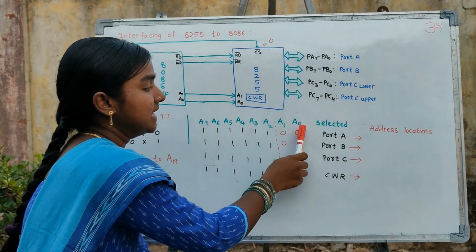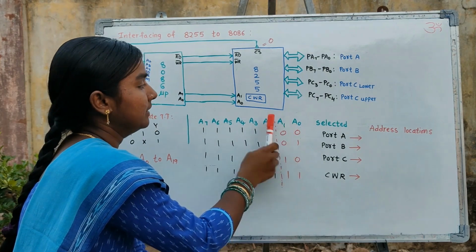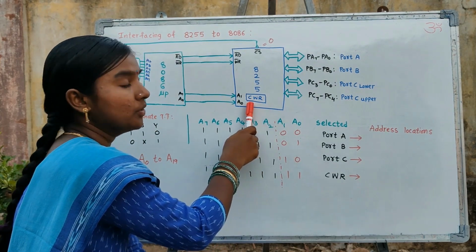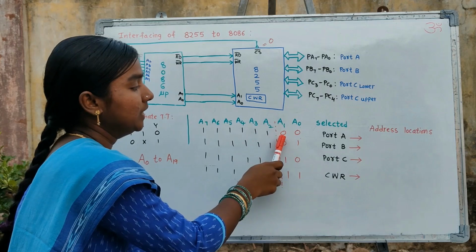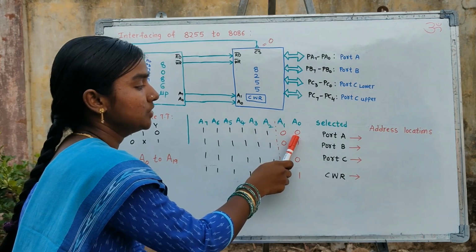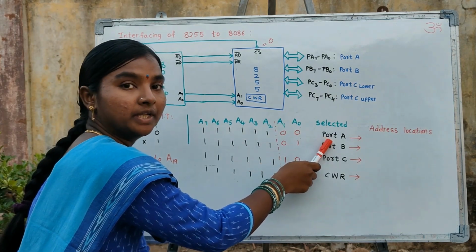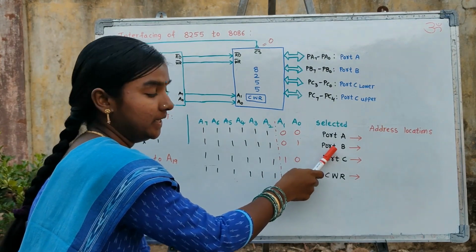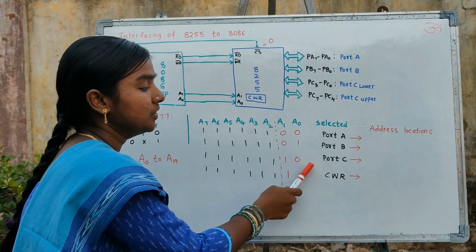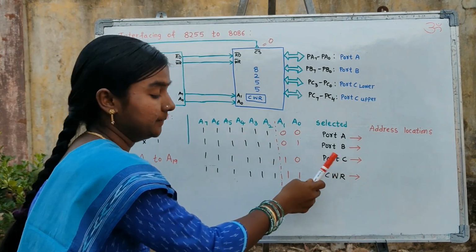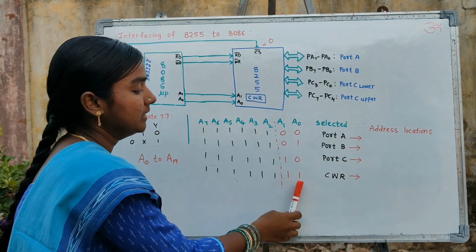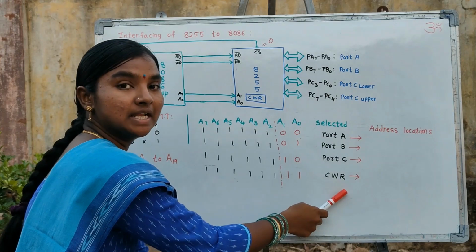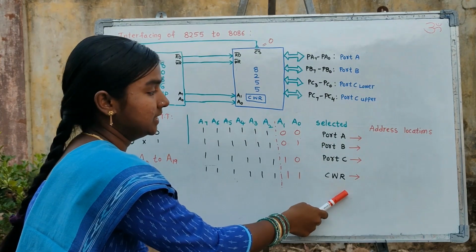In the pin configuration we already learned that, depending on address lines A0 and A1 of the 8255 programmable peripheral interface, when these values are 00, it selects port A. When these values are 01, it selects port B. When these values are 10, it selects port C. When these values are 11, it selects the control word register.